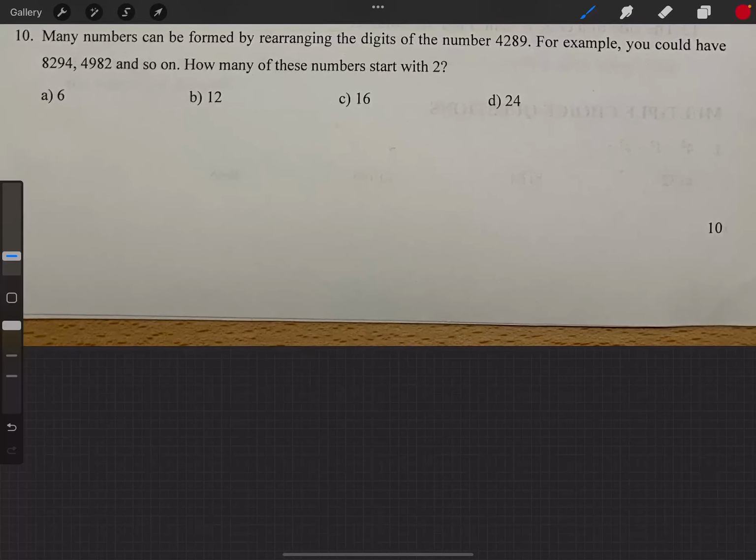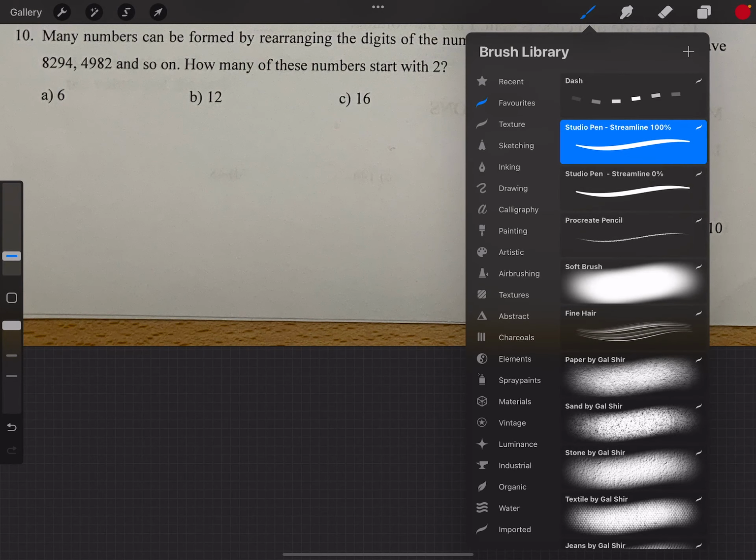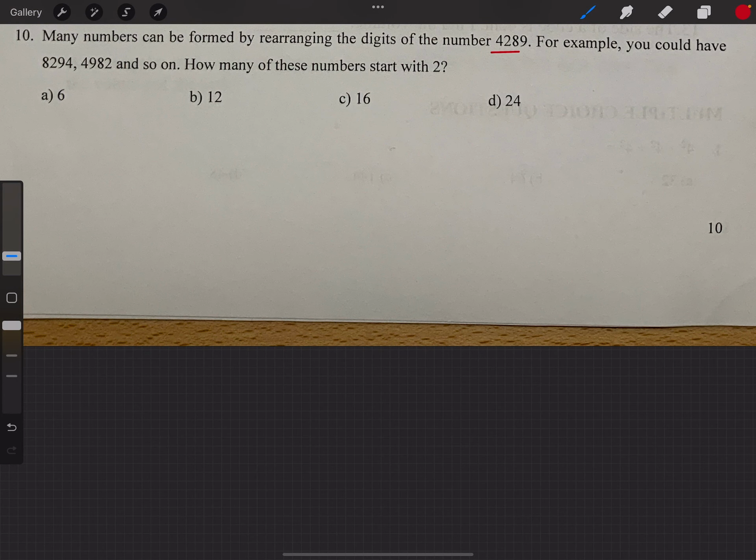Question 10. How many numbers can be formed by rearranging the digits of the number? For example, you could have that, and so on. How many of these numbers will start with a 2? Let me think. If you want to start the number with a 2, so you have a 4-digit number.